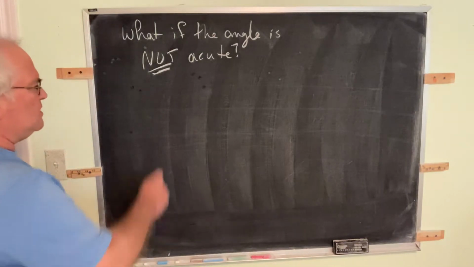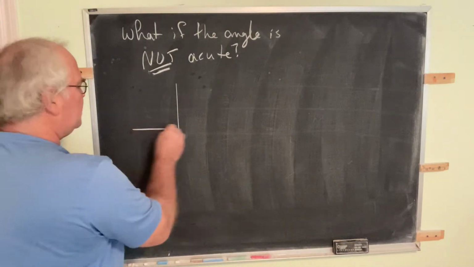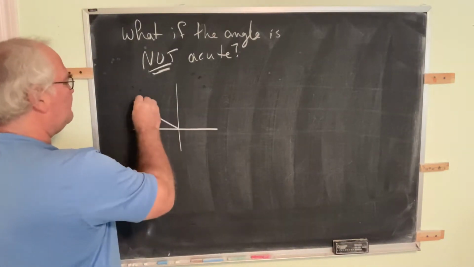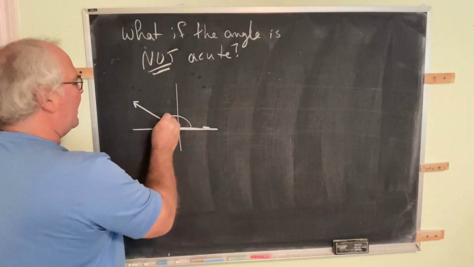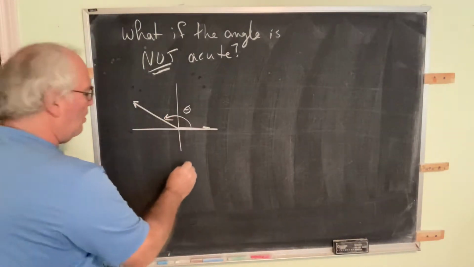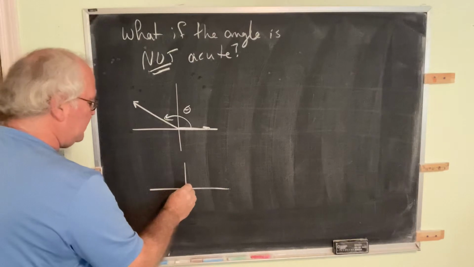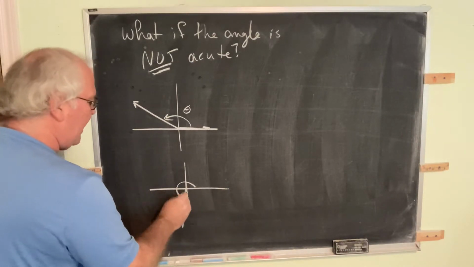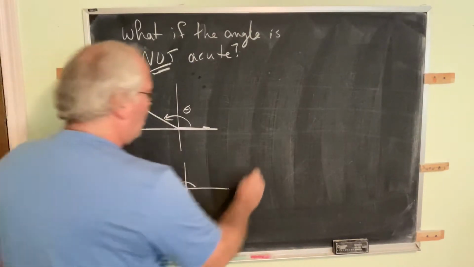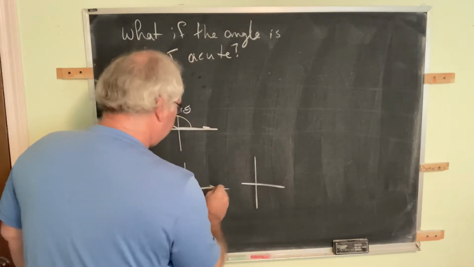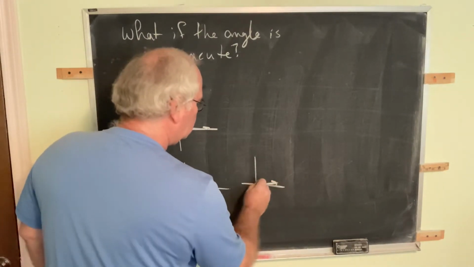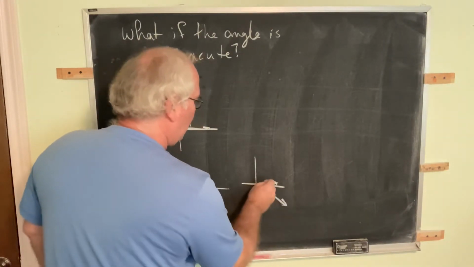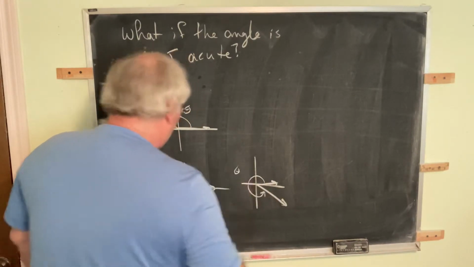So let's play this. What if it's a quadrant 2 angle? What if that happens? What if this is my angle theta? Or what if it's a quadrant 3 angle? What if it's down here somewhere? What if this is my angle theta? Or what if it's a quadrant 4 angle? What if it's down here in quadrant 4? How do we play that then?